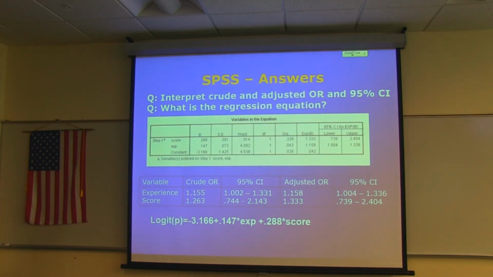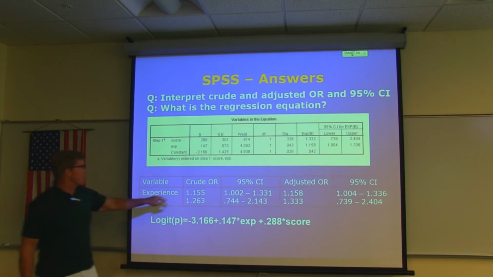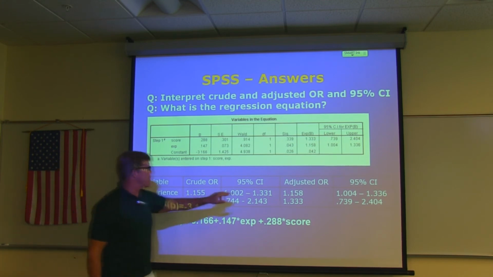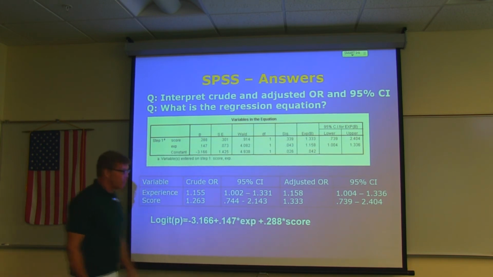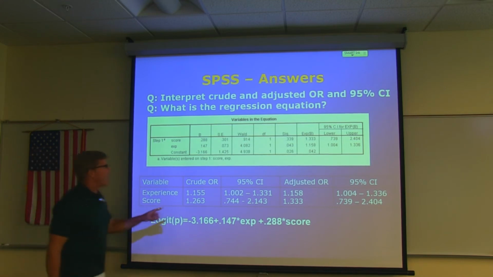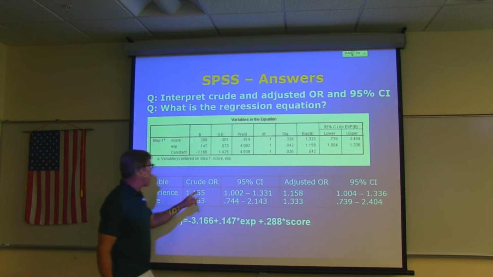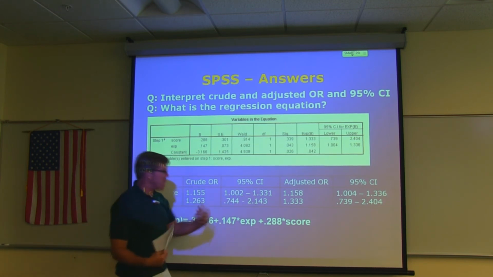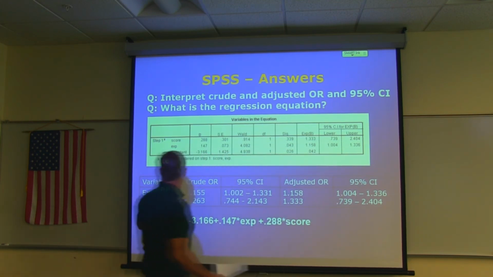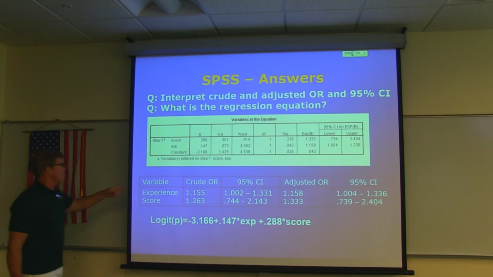Interpret crude and adjusted OR and 95% confidence interval. Okay, we just kind of did that, but look at this. For the IV experience, our crude OR and our adjusted OR are pretty similar, okay? There's about a 95% likelihood, again, that if we were to repeat this an infinite amount of times, that our crude OR would be between these values. And the same applies for this particular situation on experience. Okay, so there's a lot of similarity.